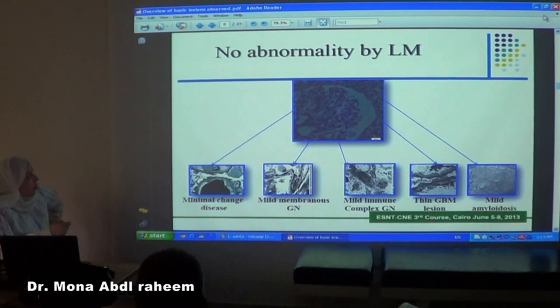Then we can shift to the electron microscope that reveals the following abnormality. Here, if there is just foot process effacement, this is also the capillary permeability, we just find this effacement of the foot process and the histology is completely normal, so this case is minimal change disease. Early membranous, when the membranous is early and the thickness cannot be appreciated by light microscopy, we can find very fine subepithelial deposit at the capillary wall in case of mild membranous glomerulopathy. Amyloidosis, when it is early, cannot be detected except by electron microscopy, we can detect these findings.